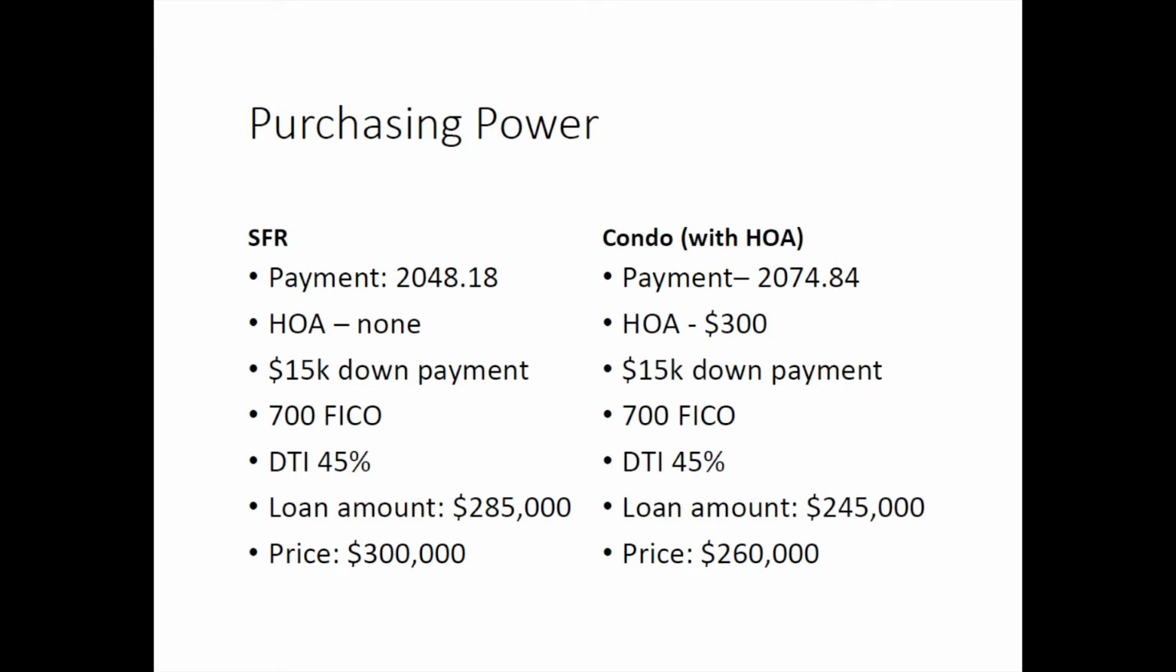What we come up with actually is that with the single family residence, we have a loan amount of $285,000 that they could be pre-approved for at a $300,000 purchase price, putting 5% down. And you could actually buy a house for $300,000. Whereas if you go with a condo with an HOA of 300, you could only buy a condo for $260,000, even with putting $15,000 down, which is a little more than 5%.